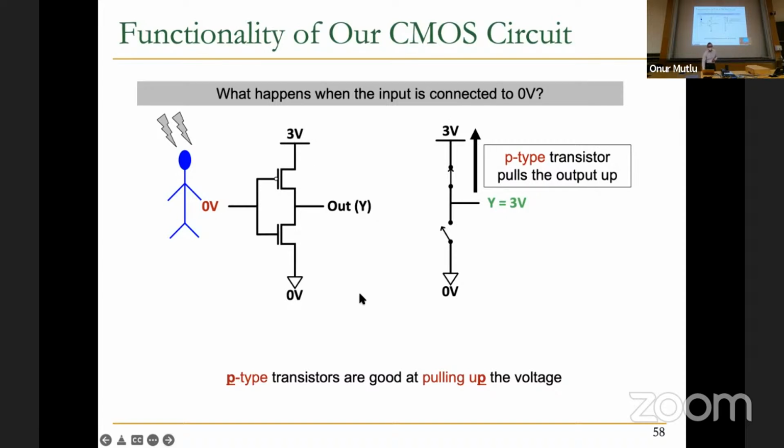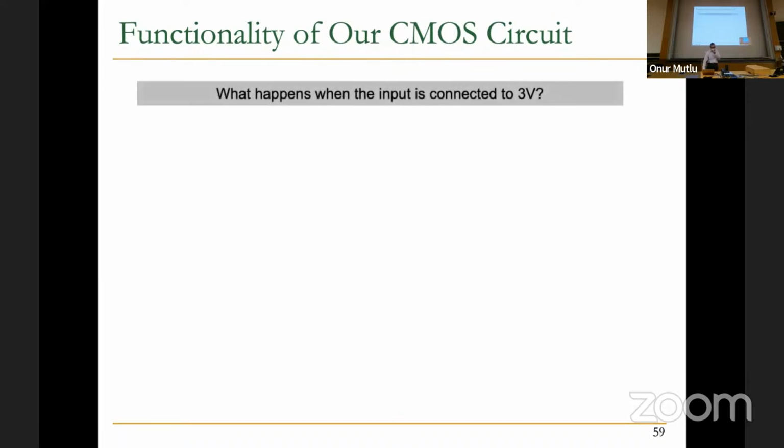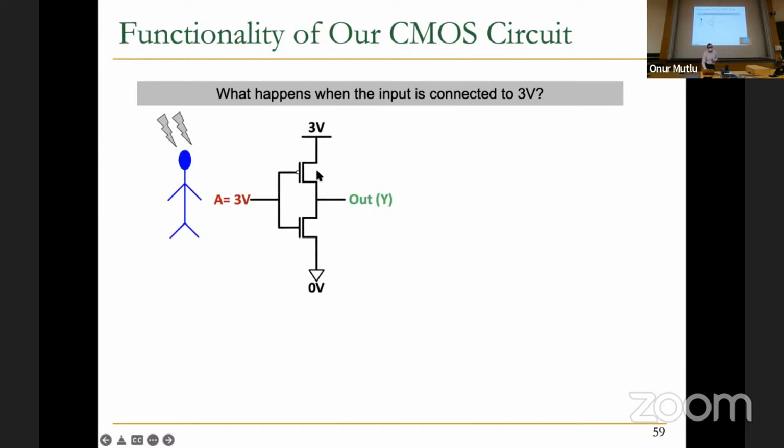Okay, let's take a look at what happens when the input is connected to 3 volts. We're assuming that 3 volts is the highest voltage in our system. But the highest voltage may be 1 volt or 0.8 volts. Then you need to change this 3 volt to that level. Okay, so you go and apply 3 volts to the gates of these transistors. And let's take a look at what happens.